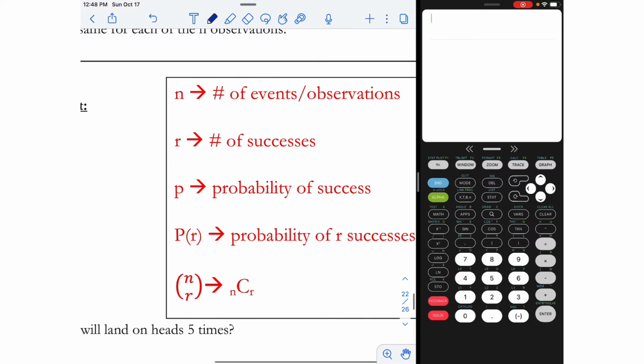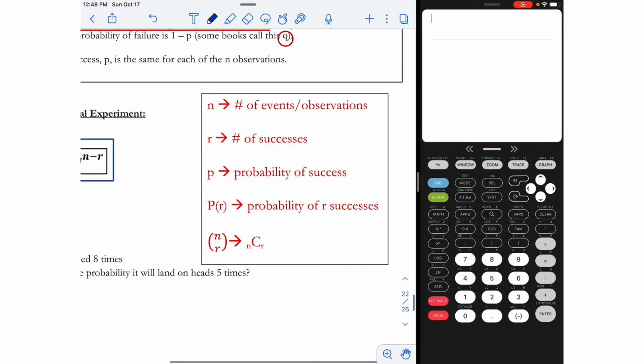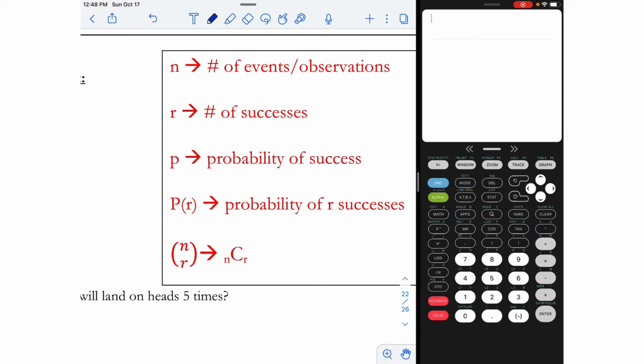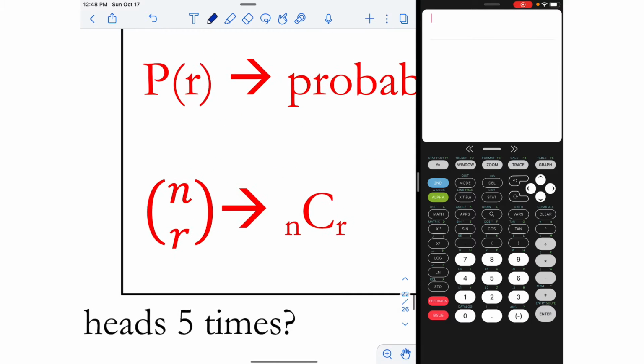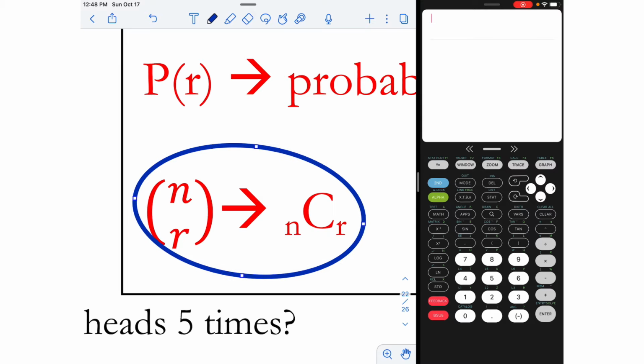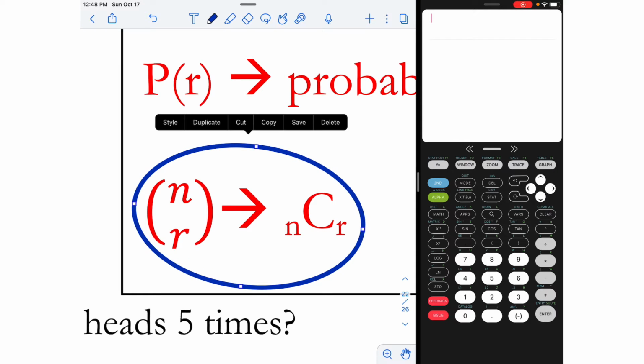So n is the number of events or observations. r is the number of successes we want. So if I'm flipping a coin 10 times, what's the probability that I get tails 7 times? So the number of successes would be 7. And the probability of success would be 50% or 1/2. The P of r is the probability of r successes. That's what we're looking for. And then, like I said, this is big. Okay, and that n over r notation is n choose r, nCr.